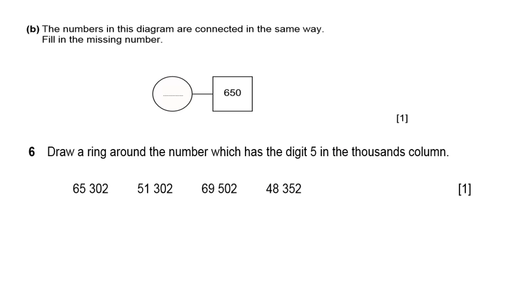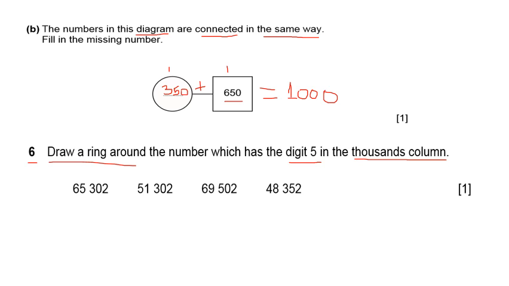5b. Numbers in this diagram are connected in the same way. So this number plus this number equals 1,000. So what number plus 650 equals 1,000? You can use your calculator. It's not difficult. The answer is 350. Question number 6. Draw a ring around a number which has the digit 5 in the thousands column.